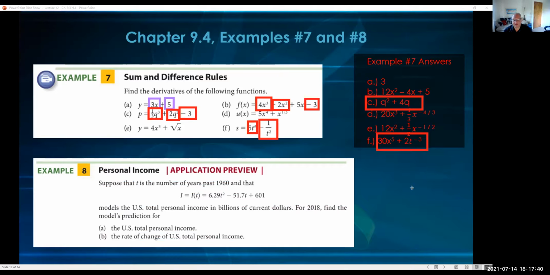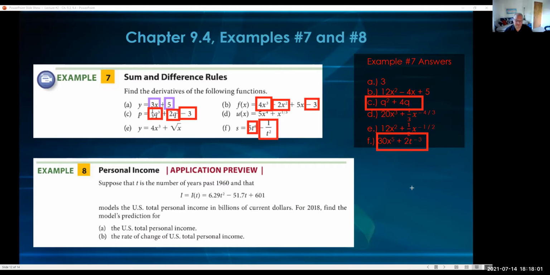And last but not least, for example 8, suppose that t is the number of years past 1960. And now you have a function here. It says this is going to model the U.S. total personal income in billions of current dollars. For 2018, find the model's prediction for the U.S. total personal income and the rate of change of the U.S. total personal income.